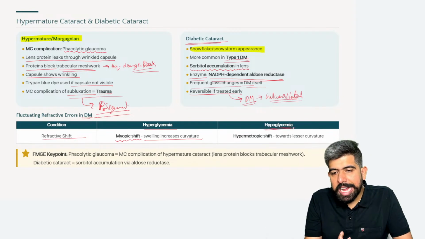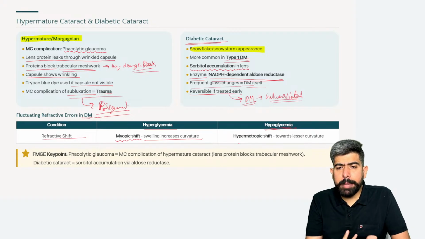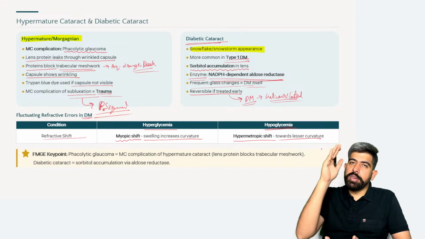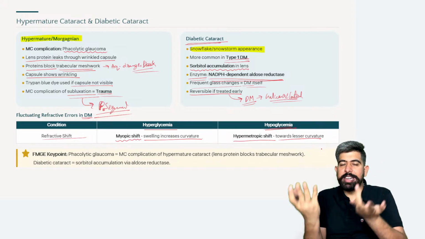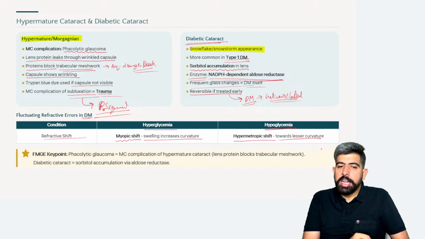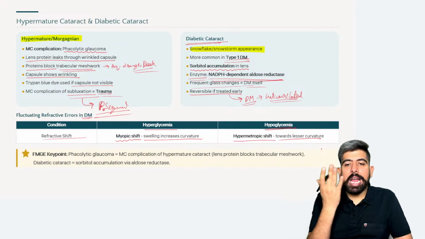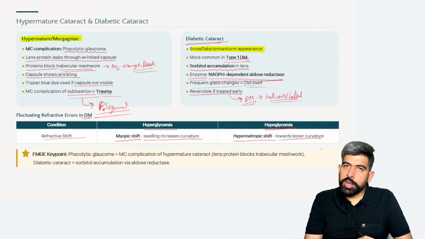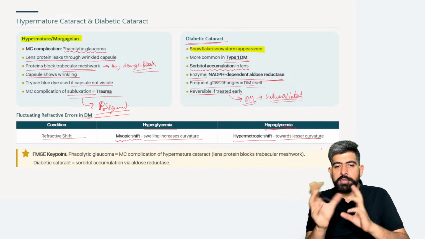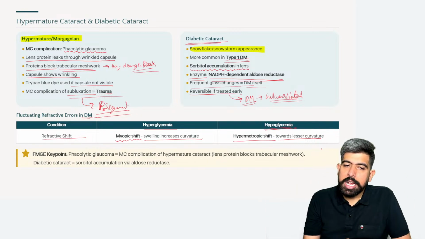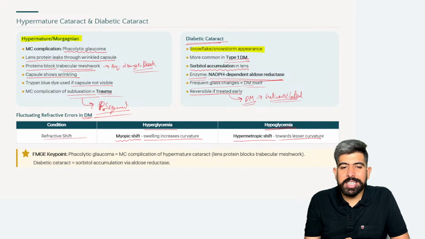If the patient is having hypoglycemia, what will happen? That will cause a hypermetropic shift, because the lens curvature will decrease, the lens will shrink, since there is no accumulation now in hypoglycemia. So the patient is having what? Yes, a hypermetropic shift. So these are the shifts called the myopic shift and the hypermetropic shift. Is that clear? Which is called a refractive shift.